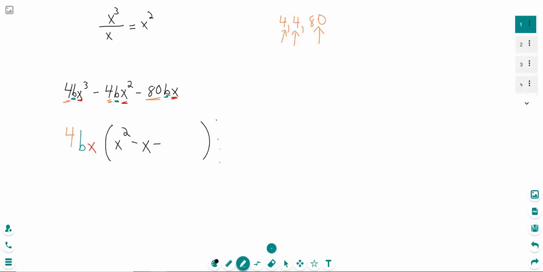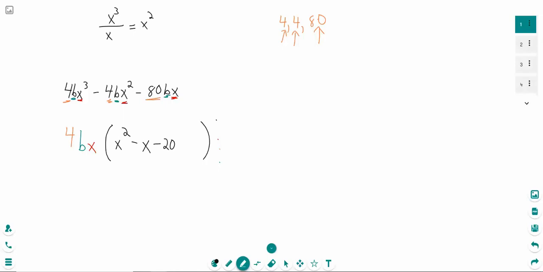Moving on to the negative 80. Now negative 80 divided by 4, well, that's a negative 20, right? And then the b divided by b, well, that's just a 1. So when I take 20 times 1, it's still just 20. And then the x divided by the x, well, that's just a 1 as well. So I'm still just going to end up with 20. So what I have left inside my parentheses here, after dividing out the 4bx, is going to be x squared minus x minus 20. Okay? Our first step is now done.